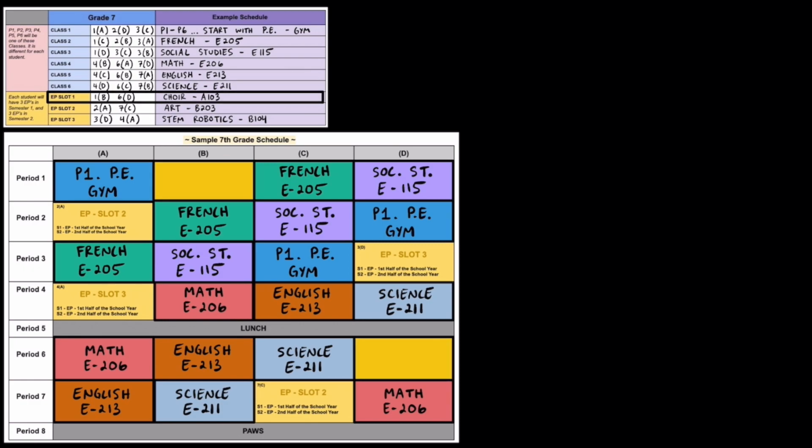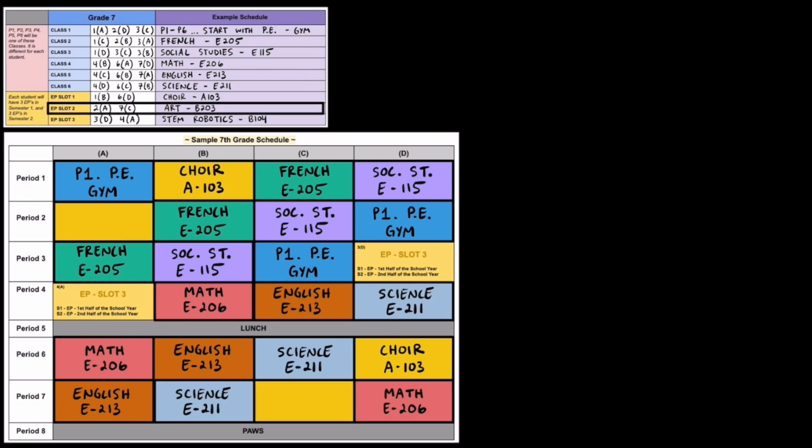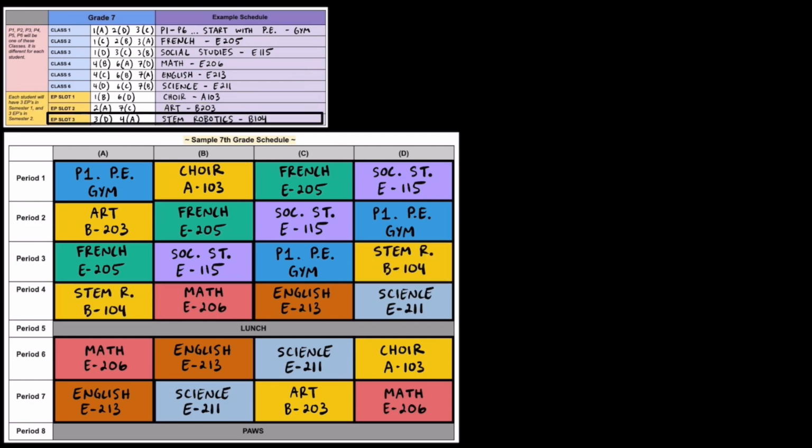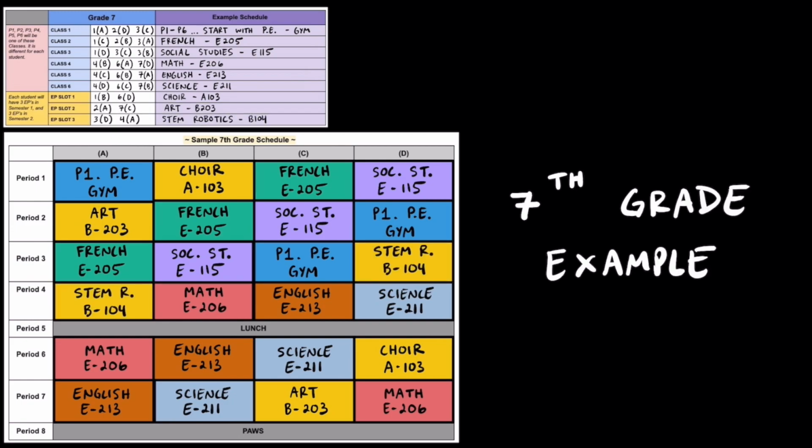Next, we'll swap out the EP Slot 1 boxes for Choir in room A103, the EP Slot 2 boxes for Art in room B203, and the EP Slot 3 boxes for STEM Robotics in room B104. Hopefully, this is making a little bit more sense now.